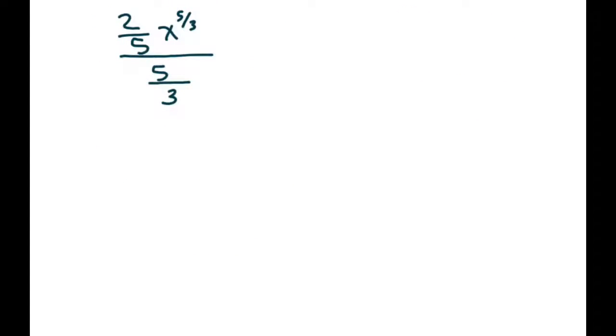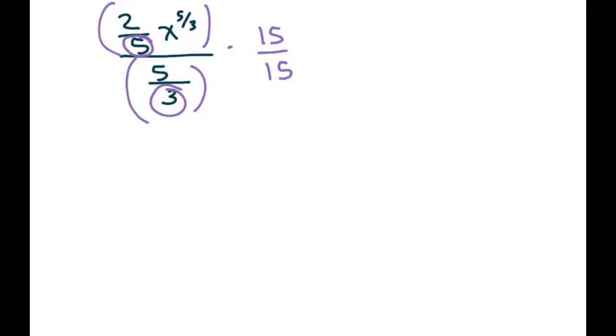And the last one is this one. And so I'm just going to look at my denominators. All right, so my denominators are 5 and 3. So I'll multiply this by 15 divided by 15. And multiply the numerator by 15 and the denominator by 15.